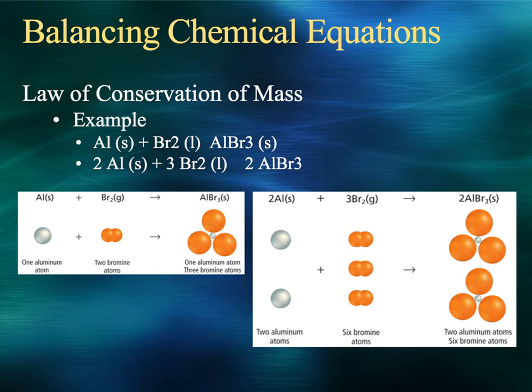So this is just a nice little visualization of what I was just talking about. Here's the unbalanced reaction over here on the left, and after we have balanced it, I'll show you the process of how do we know that this number is a 2. How did we know this number was a 3? How did we know this number was a 2? I'll show you that process in just a moment.